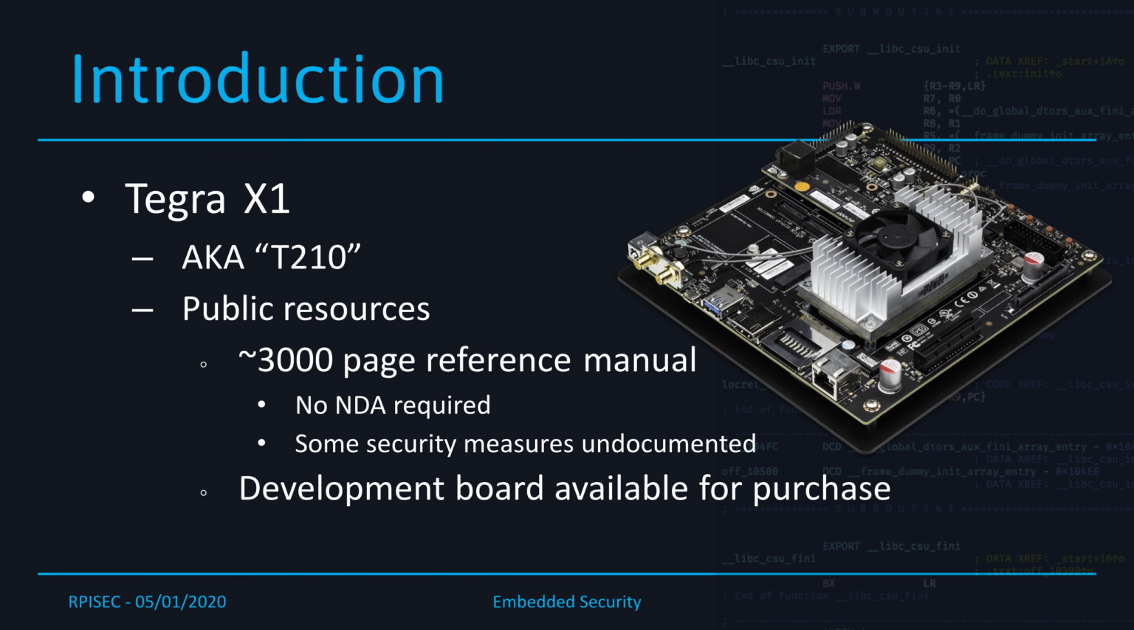The X1 is also known as the T210, which is an internal developer codename for the chip. It has a lot of public resources available. There's a 3,000-ish page developer reference manual that you can just download. You don't need to give them an NDA or anything, and it has a lot of good information. It does not document a lot of the security measures, unfortunately, but what can you expect? You can also buy the dev board. I think it costs like $700, or used to cost $700. Don't know what it is now, but you can also get a student discount. It's pretty good.